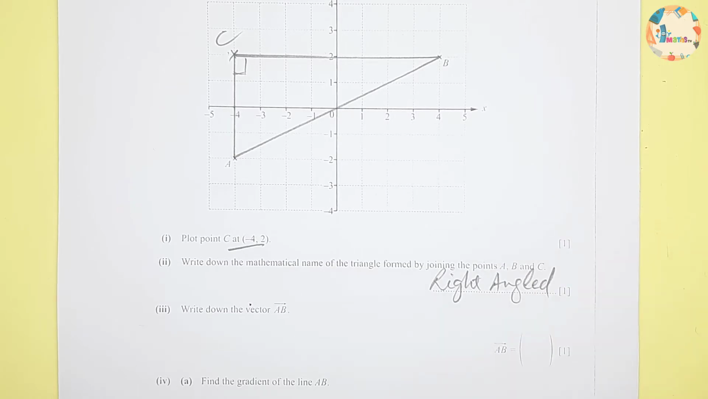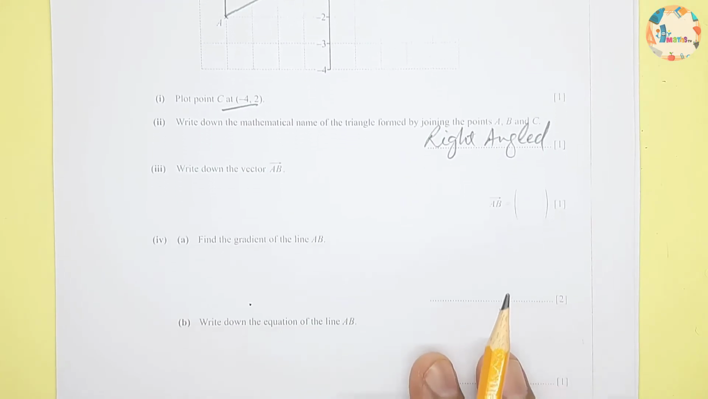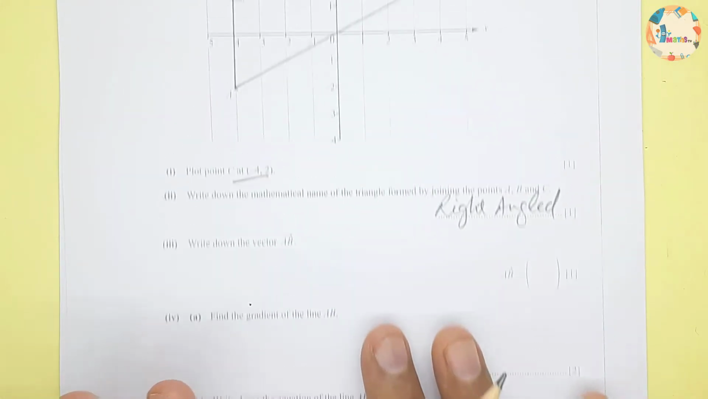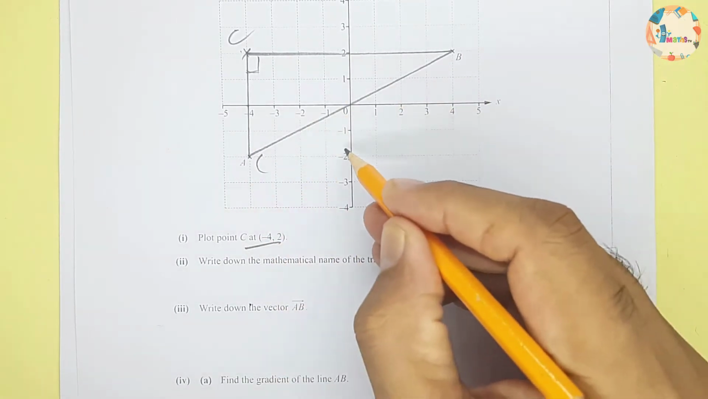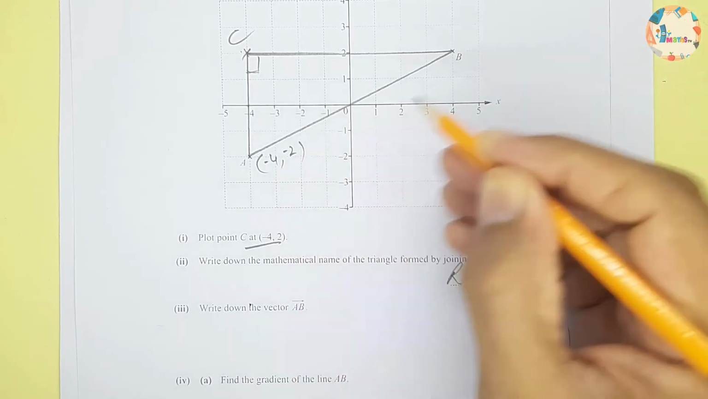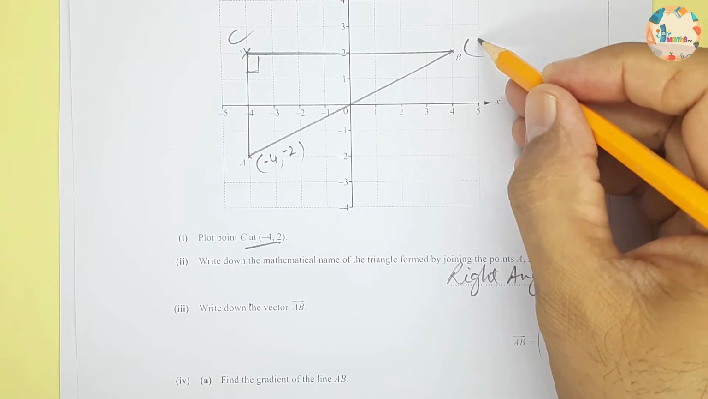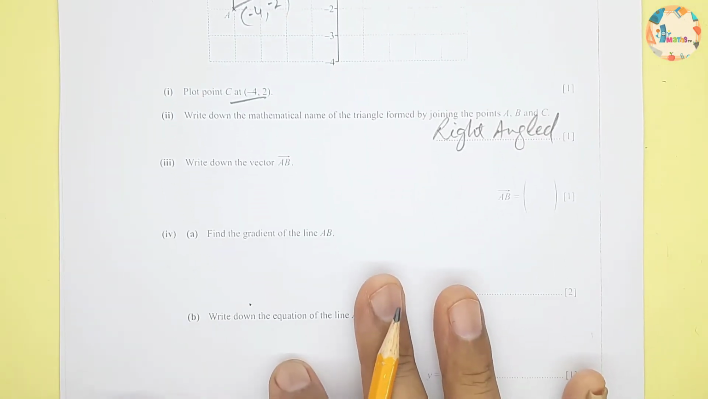Or even scalene also, because all three sides are of different size, so scalene also we can write. Then the vector AB is this one. Coordinates of A are (-4, -2), and coordinates of B are (4, 2), so we can write AB also.